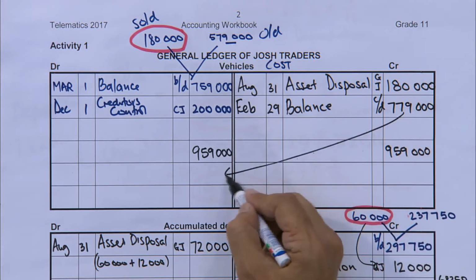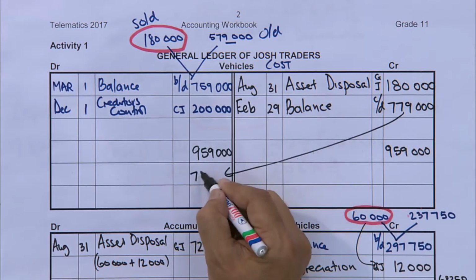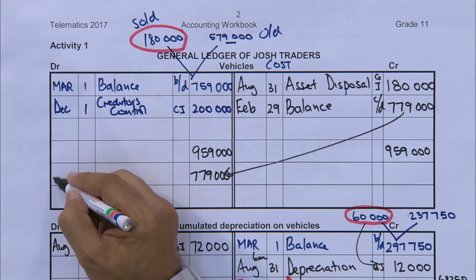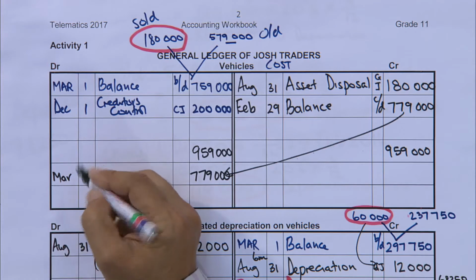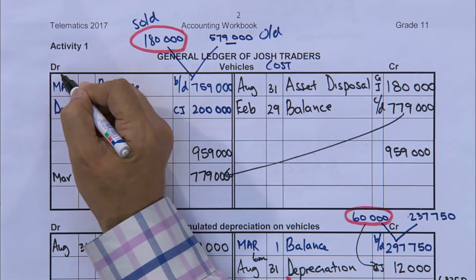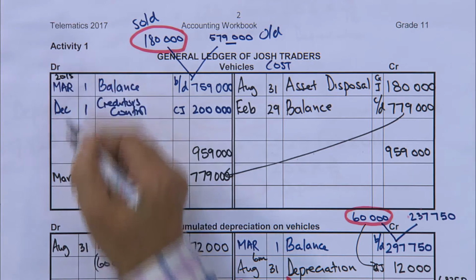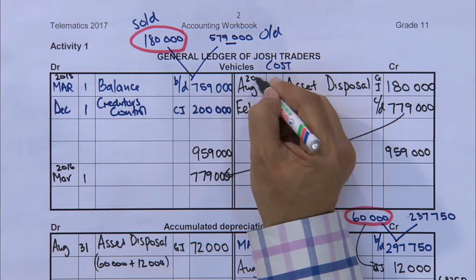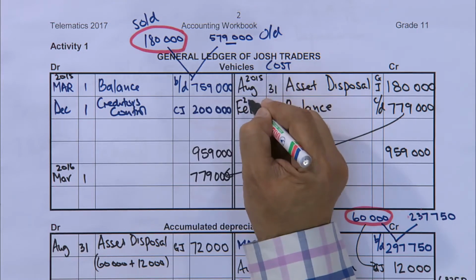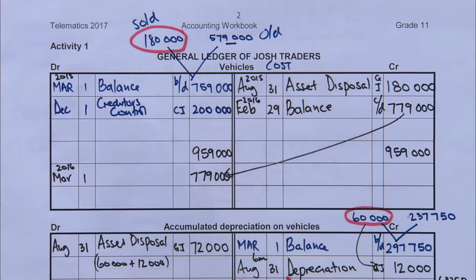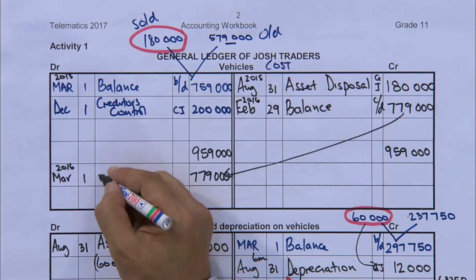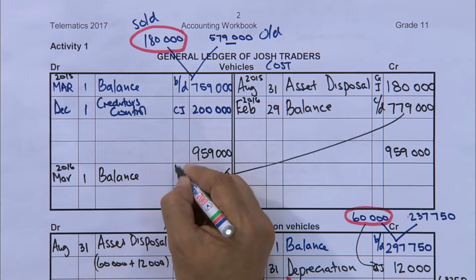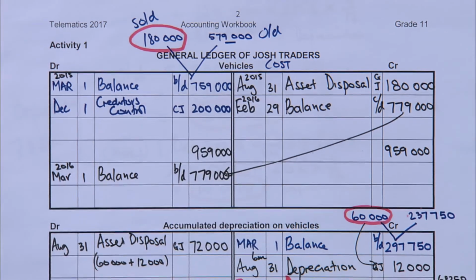Then you change the date to March the 1st. But this time, that was 2015, and this is March 2016. That was August 2015, but this was Feb 2016. Okay, you need to write the word balance in the details. And then we have the balancing done.